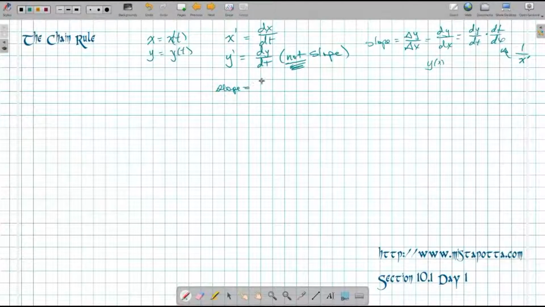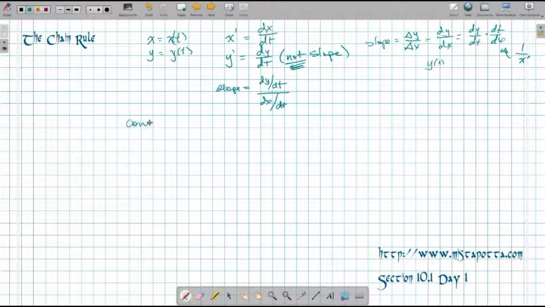So what I actually end up with is that my slope is really the change in y with respect to t divided by the change in x with respect to t, because dividing by a fraction is really the same as multiplying by the reciprocal. So I can talk about the slope of my graph by looking at this relationship between y prime of t and x prime of t.